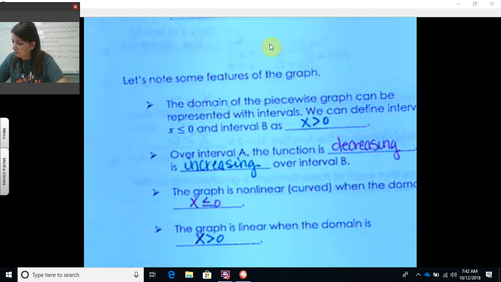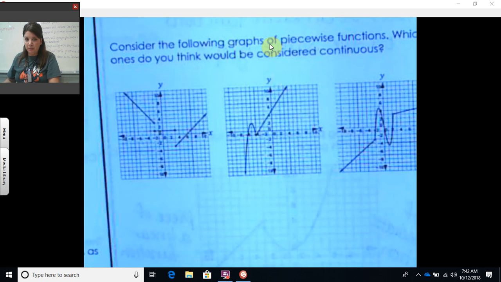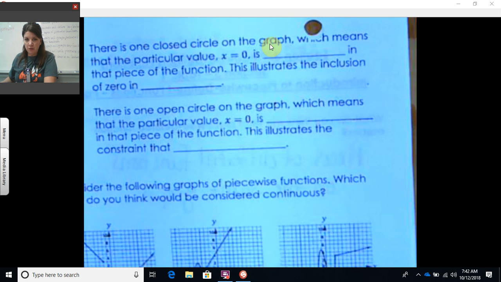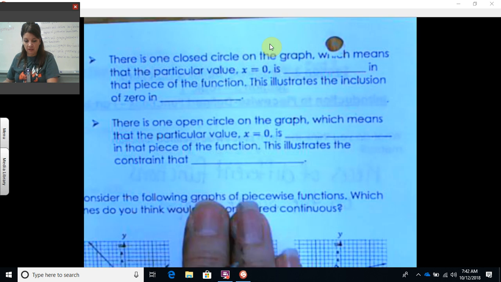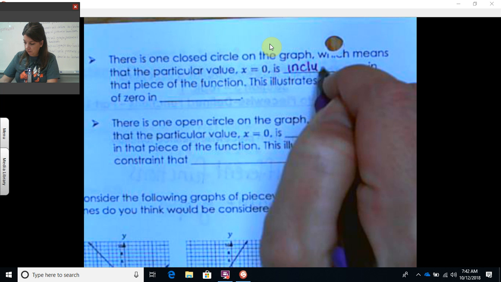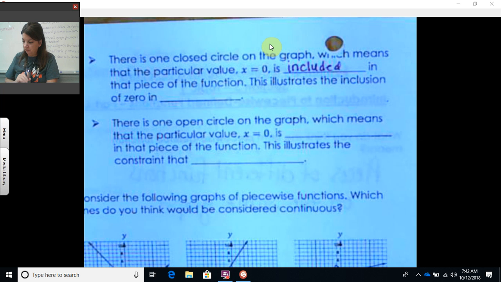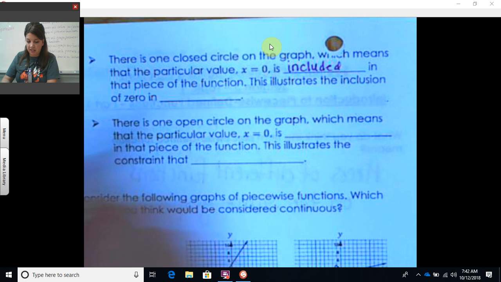On the right side of your paper, there is one closed circle on the graph, which means that particular value, x equals 0, is included in that piece of the function. This illustrates the inclusion of 0; it wants you to say x is less than or equal to 0.